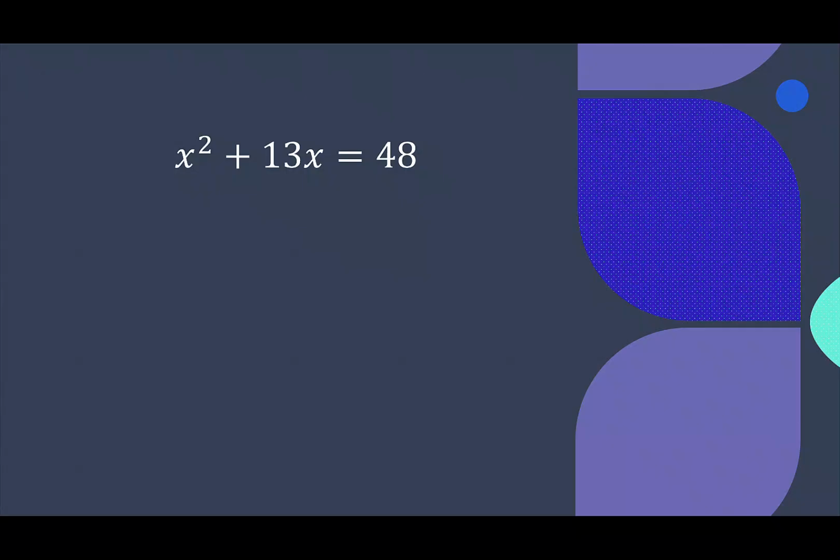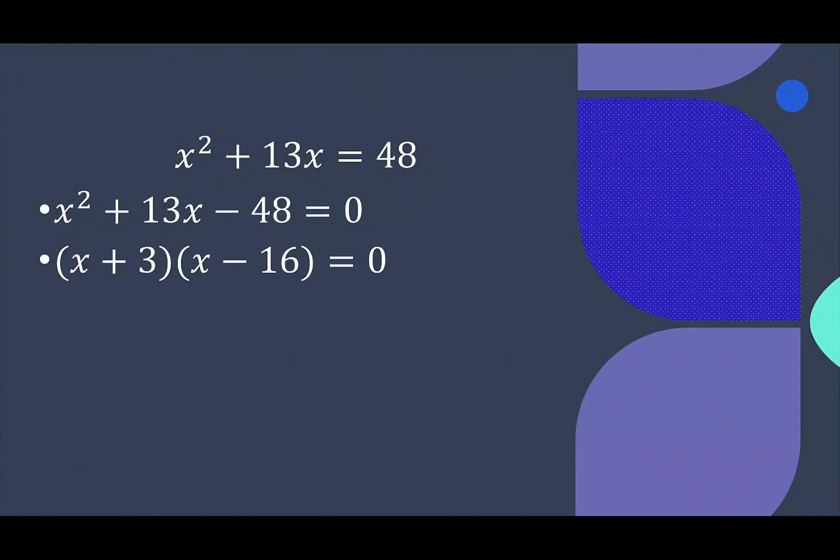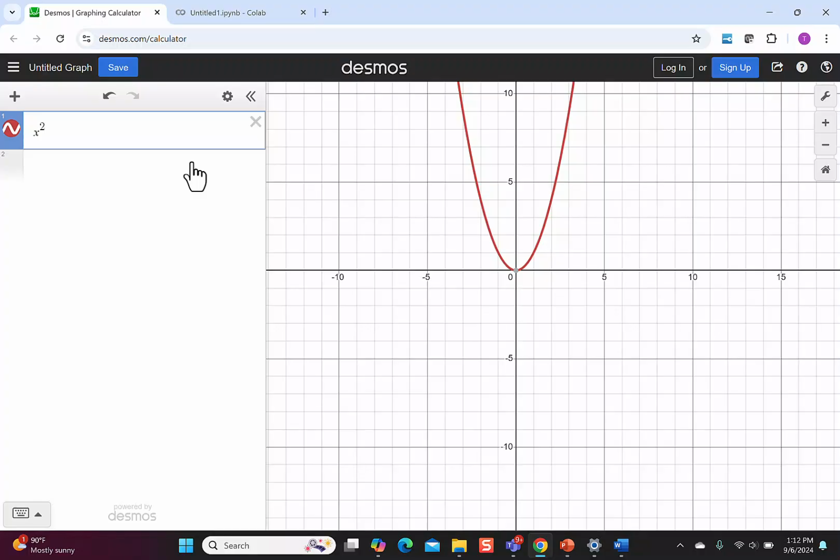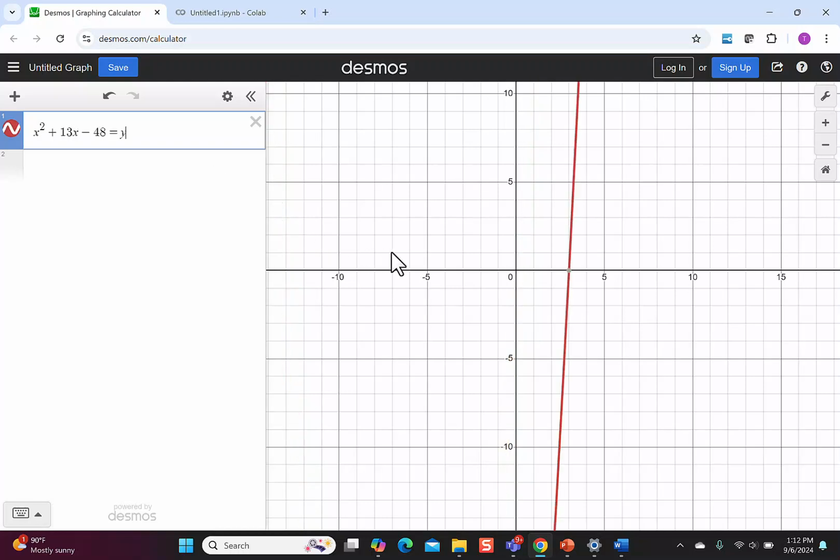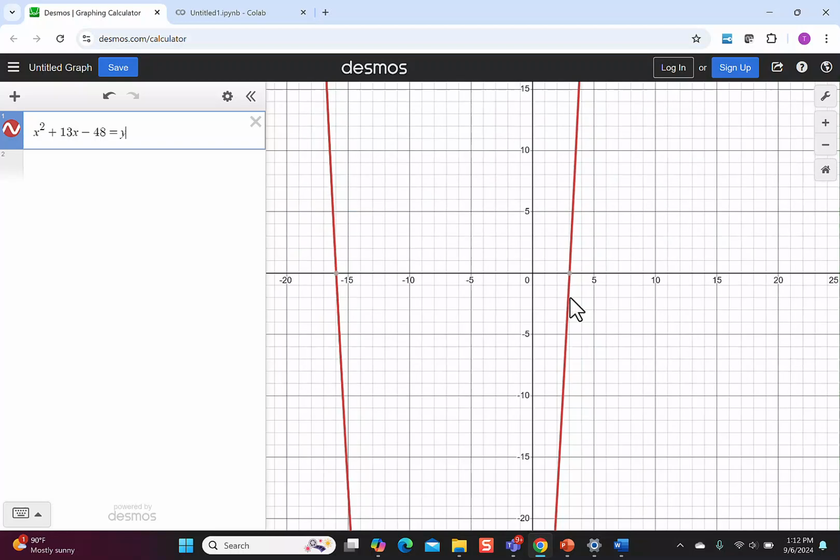Our next equation is x squared plus 13x equals 48. Remember, our first step is to set the equation equal to 0. Now that we have x squared plus 13x minus 48 equals 0, let's say we factored into x plus 3 times x minus 16, which gives us x is negative 3 and x is 16. Back in Desmos, I type x squared plus 13x minus 48, and this time let's go ahead and call that y. And I can see a graph, and I see one point that says x equals 3, and then we can zoom in a lot to find our other point of negative 16.